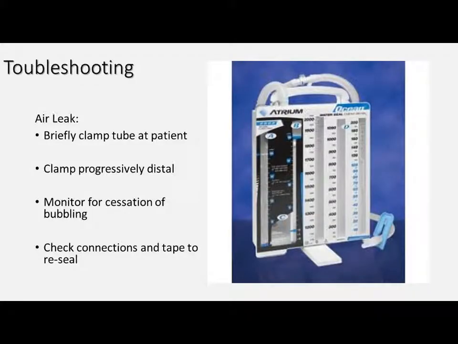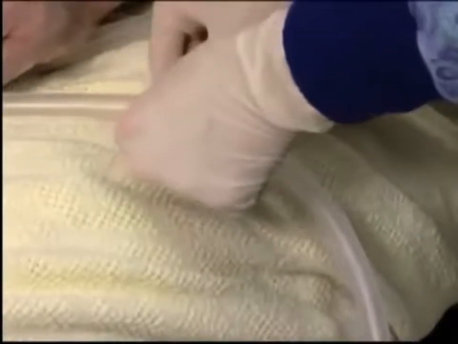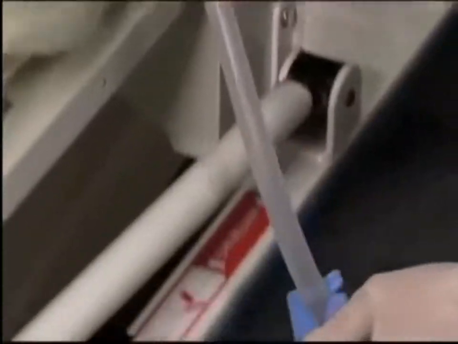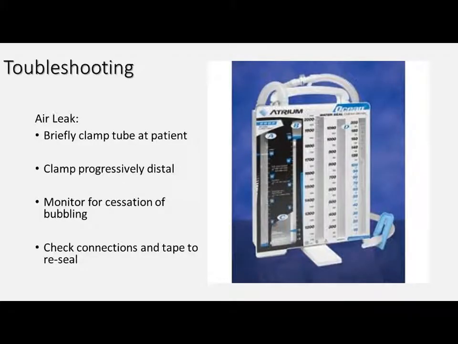And to do that, we would progressively clamp the tube temporarily, first at the patient, and then progressively distally towards the unit, monitoring for a cessation of bubbling at each point, and that will allow us to narrow in to the point at which the air leak that we suspect there is actually present, and then we can address that with either tape or fixing a connection or something like that.